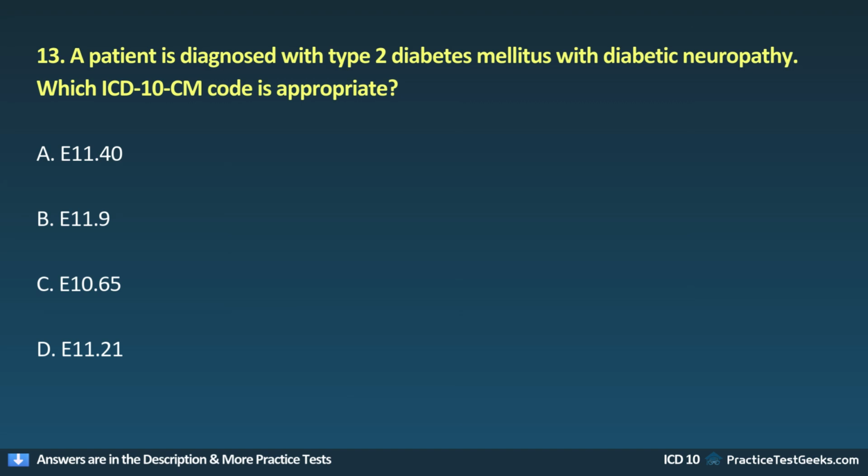13. A patient is diagnosed with type 2 diabetes mellitus with diabetic neuropathy. Which ICD-10-CM code is appropriate? A. E11.40. B. E11.9. C. E10.65. D. E11.21.